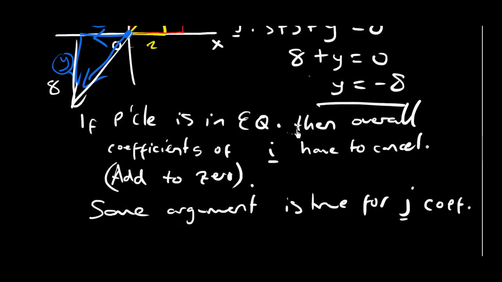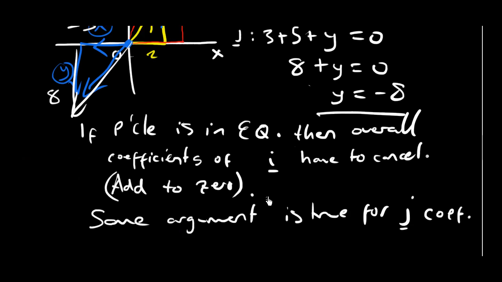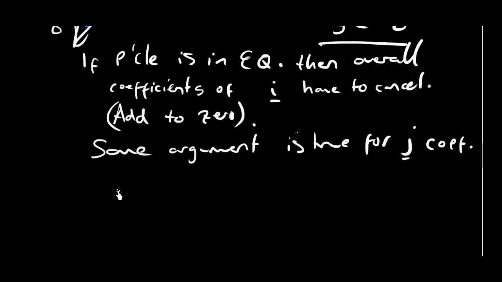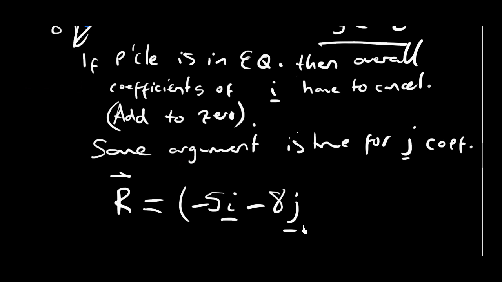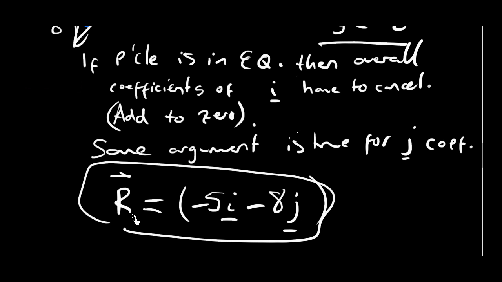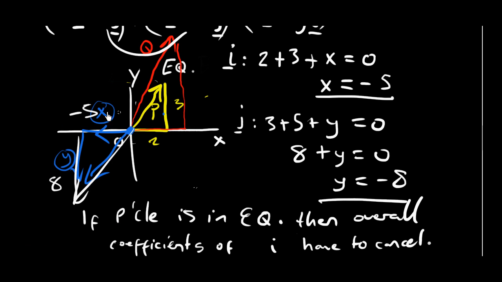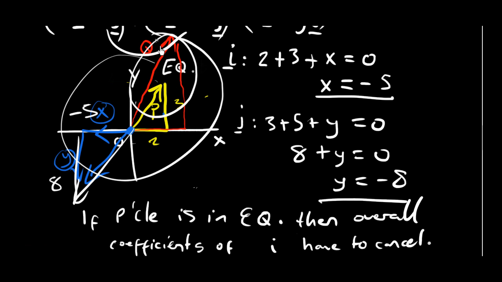Right, so our full vector at the end would be minus 5 and minus 8, so our vector r in full expression would be minus 5i minus 8j. That would be our full vector, which manages to cancel all of these, to get a particle in equilibrium that doesn't move at the center.